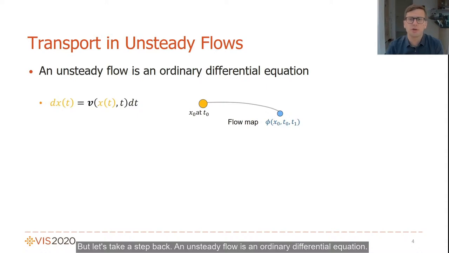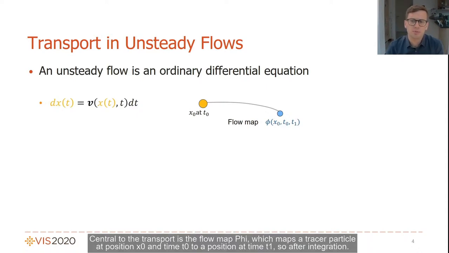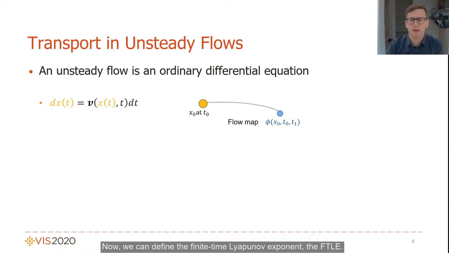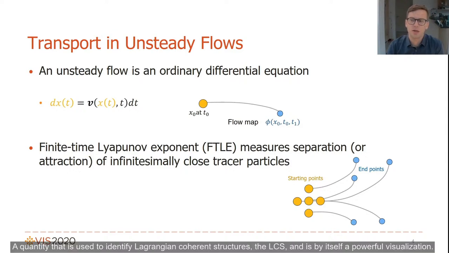An unsteady flow is an ordinary differential equation. Central to transport is the flow map phi, which maps a tracer particle at position x0 and time t0 to a position at time t1, so after integration. Now, we can define the finite-time Lyapunov exponent, the FTLE, a quantity that is used to identify Lagrangian coherent structures, the LCS, and is by itself a powerful visualization.